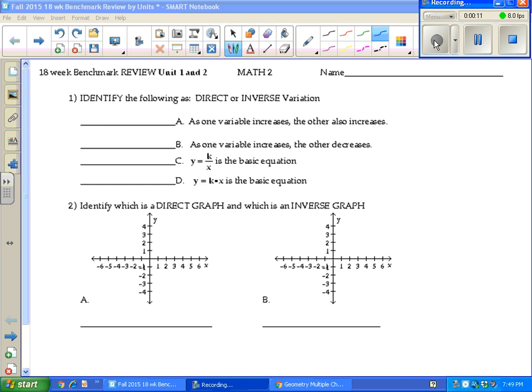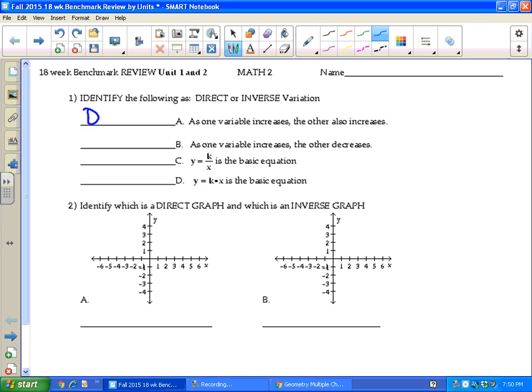As one variable increases, the other increases. That is actually direct. I'm sure if you have your notes from the first unit, you'll see that. As one variable increases, the other decreases. That is a classic definition of inverse. As one goes up, the other goes down.